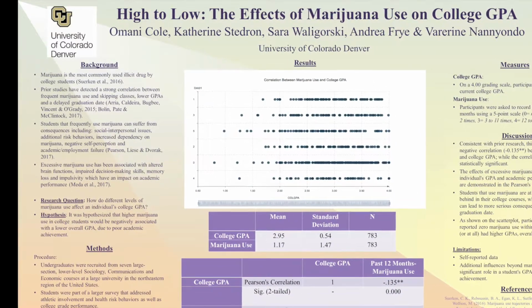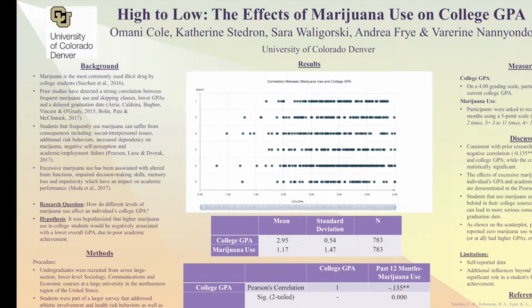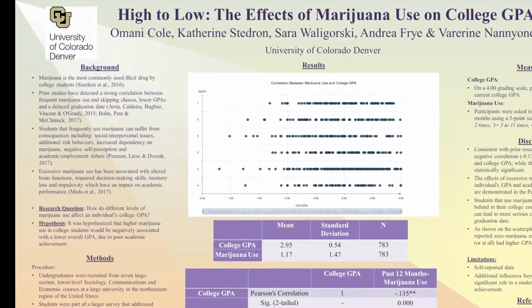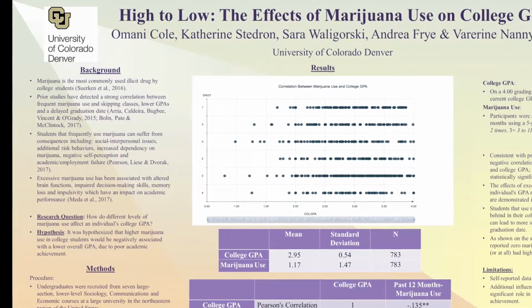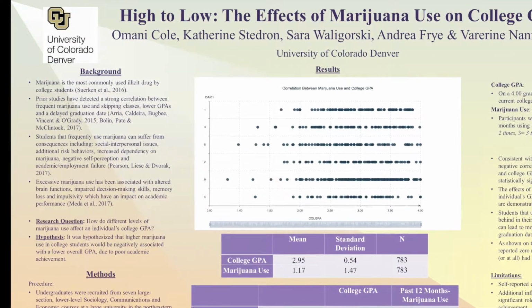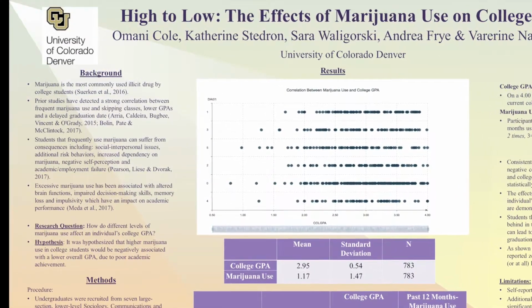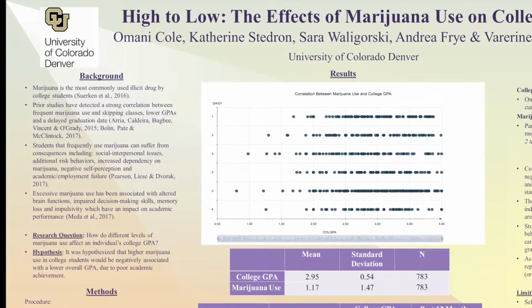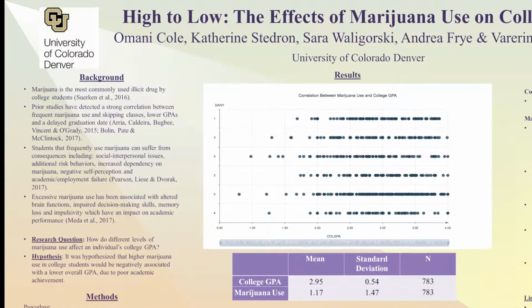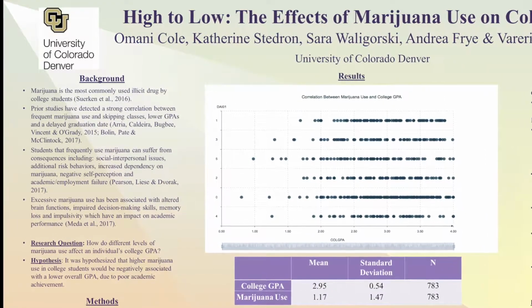These previous studies show that high use of marijuana can result in consequences including problems with social interpersonal skills, additional risk behaviors, increased dependency on marijuana, negative self-perception, and academic and employment failure. Excessive marijuana use is also directly linked to altered brain functions, impaired decision-making skills, memory loss, and impulsivity.